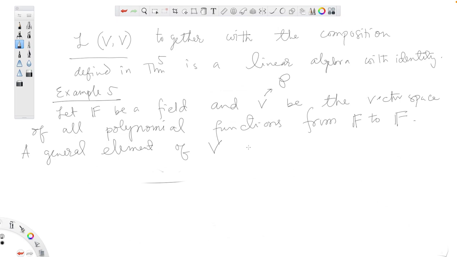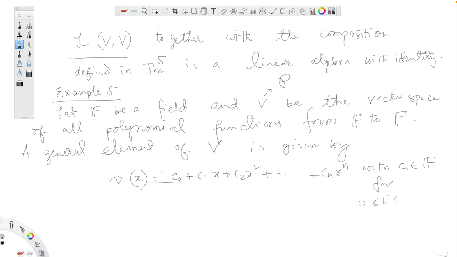A general element of this vector space V is given by V(x), which is a polynomial, c0 + c1x + c2x^2 + all the way up to cn x^n, with all these ci's in the field F for i between 0 and n.